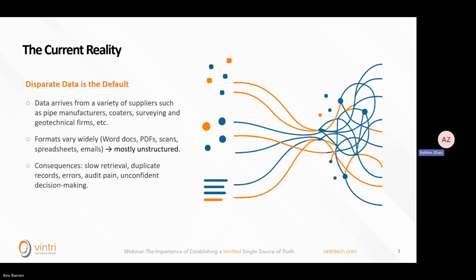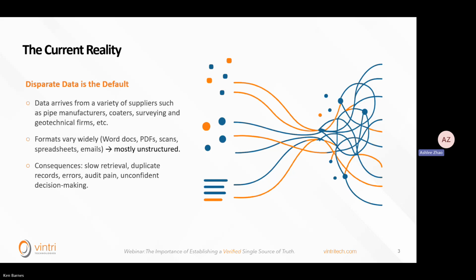So let's start with the current reality. In a typical project, data arrives from a wide range of sources: pipe manufacturers, coders, fieldwork, drilling rigs, and more. Each of them has their own format: Word document, PDF, spreadsheets, pictures, and so on. And most of it falls under what we call unstructured data.